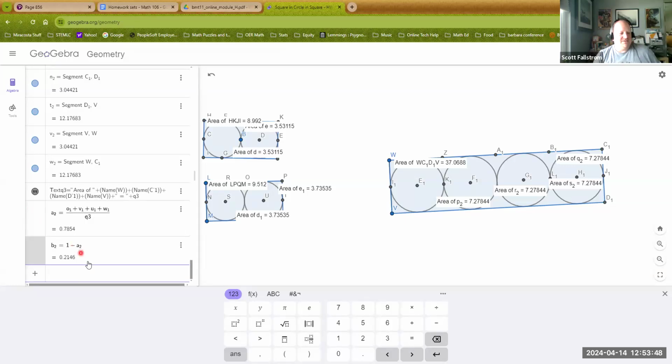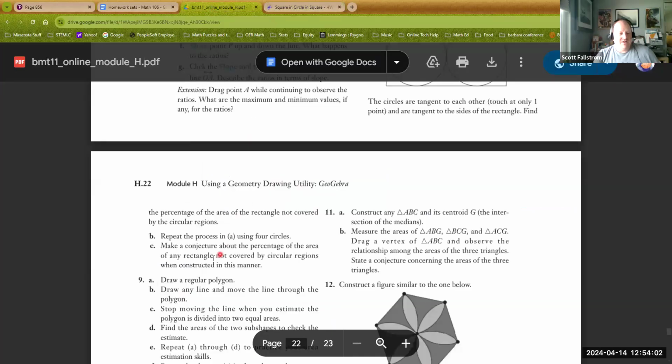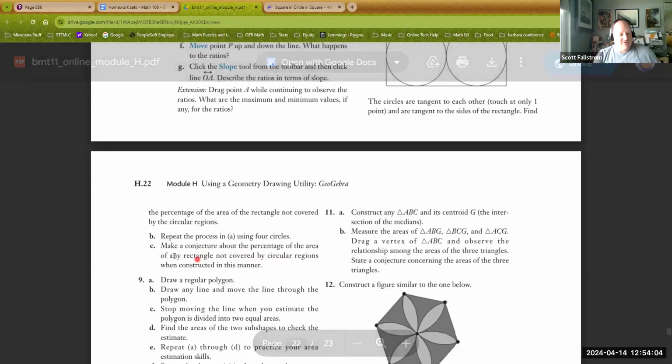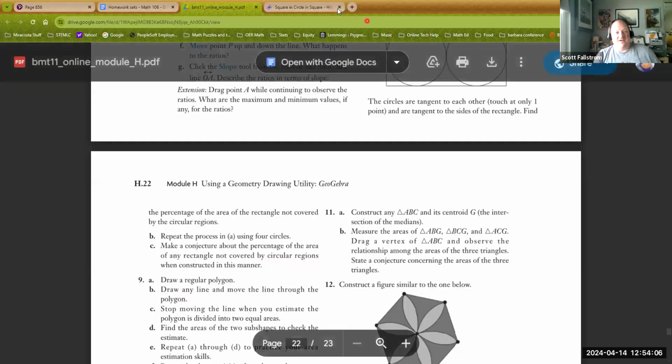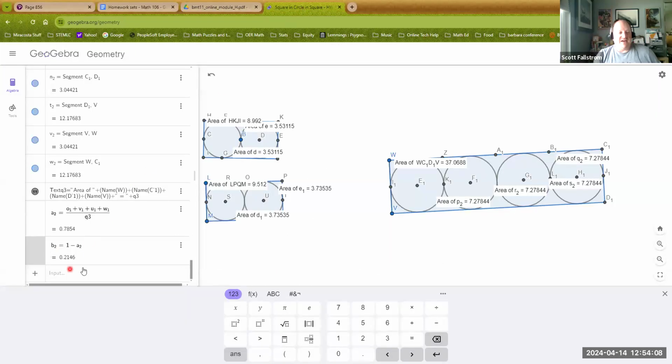And take a look. 1 minus A2 becomes 21.46. We get the exact same percentage. So if you put a circle inside a square shape, you're going to lose this much. And basically, if you keep repeating it, and that forms the rectangle, they're all going to be exactly the same. So make a conjecture about the percentage of area of any rectangle that's not covered, and the percentage looks like it's going to be exactly the same. About 21% of it gets wasted.